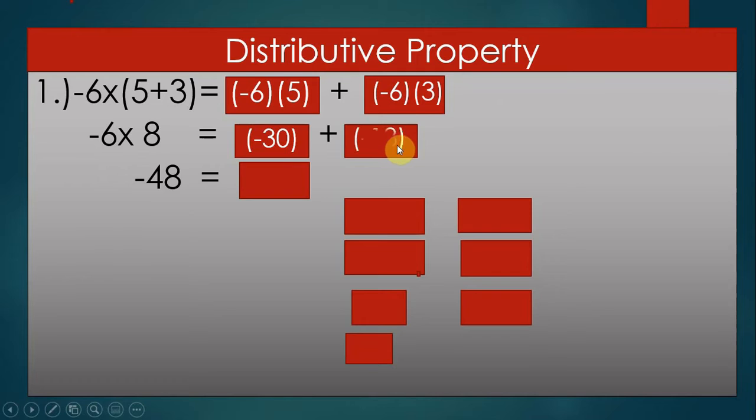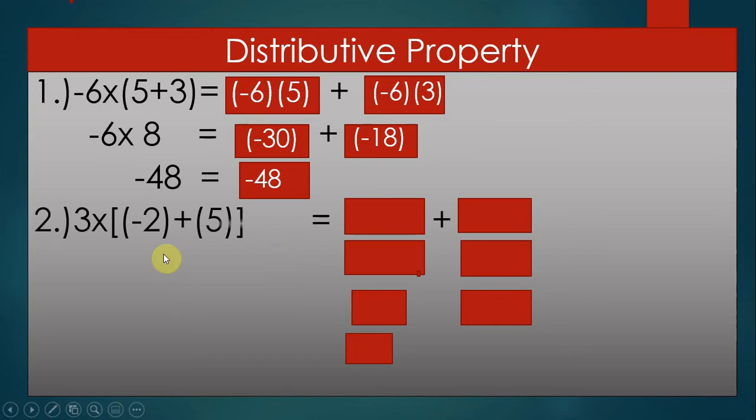And this also, negative 6 times positive 3, the answer is negative 18. Take note, they are all negative if we associate this with deposit and withdraw. So you have a withdrawal of 30 and a withdrawal of 18. How much is your withdrawal in all? So the answer is negative 48, or 48 withdrawal. See, they have the same answer.